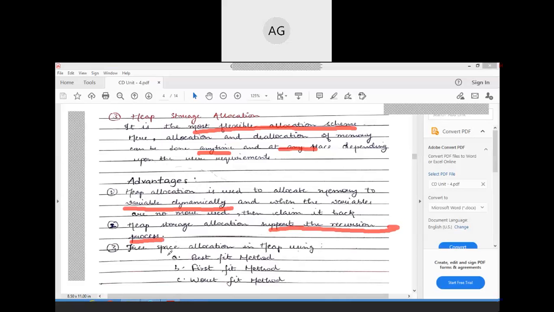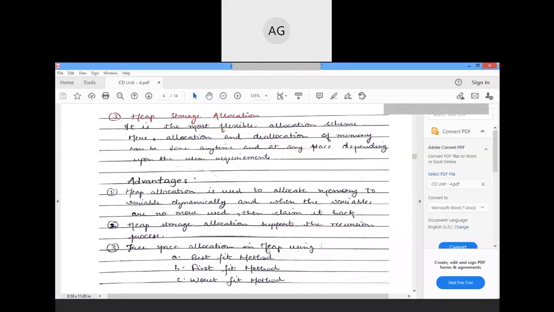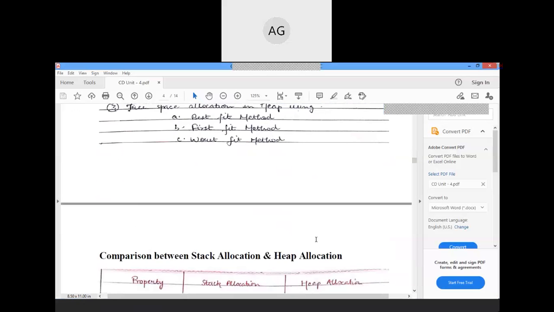The third is free space allocation. As you see in the subdivision diagram of the runtime environment, free space allocation is also there. Free space allocation in the heap uses these types of strategies: first fit, best fit, and worst fit methods. You already studied these in the memory management techniques in the operating system subject, the first fit, best fit, and worst fit storage allocations.